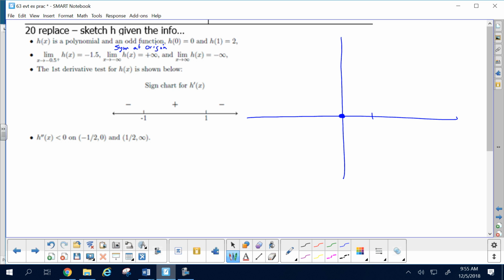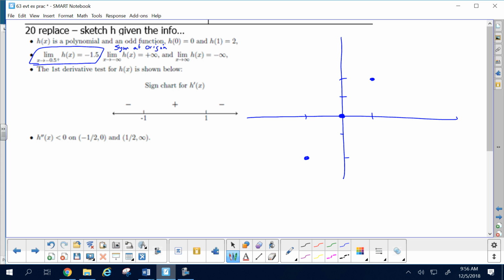Now, every point they give me is going to be worth 2 points, because if H of 1 is 2 and it's symmetric about the origin, that implies that H of negative 1 is negative 2. Okay? Next idea.